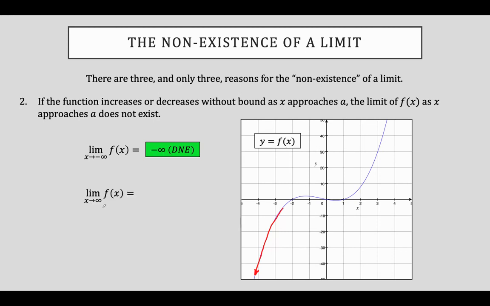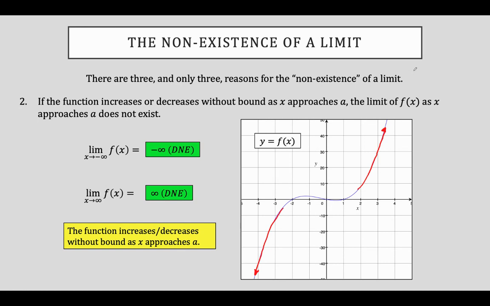What about the limit of this function as x approaches +infinity? This is saying what happens to the graph, what happens to the y values as my x values become infinitely large. That means as my graph goes to the right. Well, as the graph goes to the right, what does this function do? The y values continue to go up and up and up. Therefore, the limit as x approaches infinity is equal to infinity. And again, infinity is not a real number, therefore we also put DNE. The function increases or decreases without bound as x approaches a. That is reason number 2 for the non-existence of a limit.